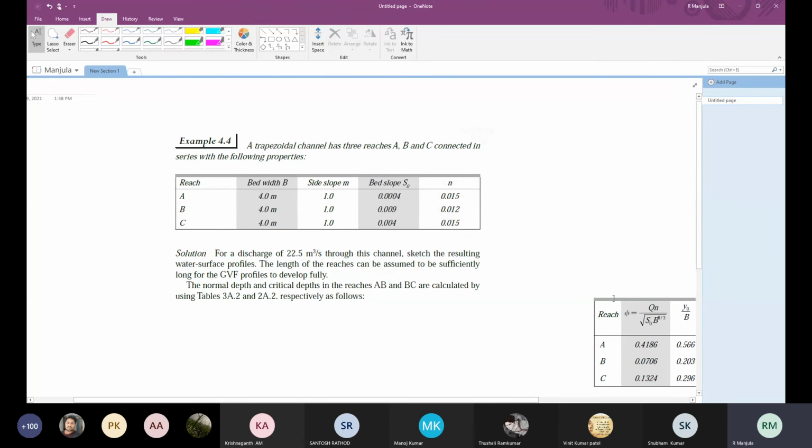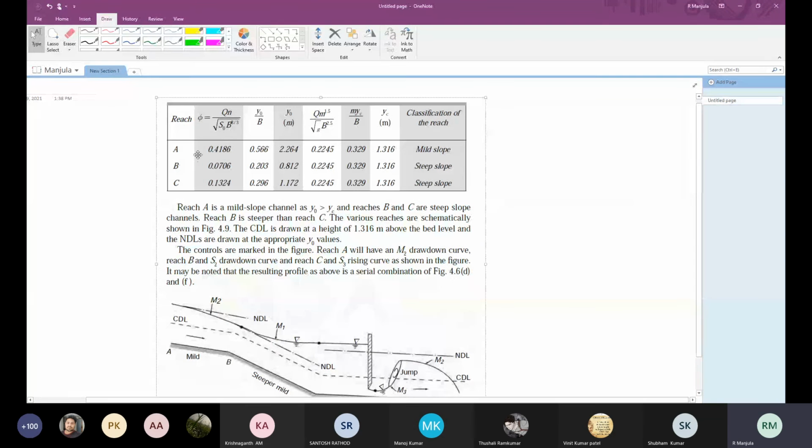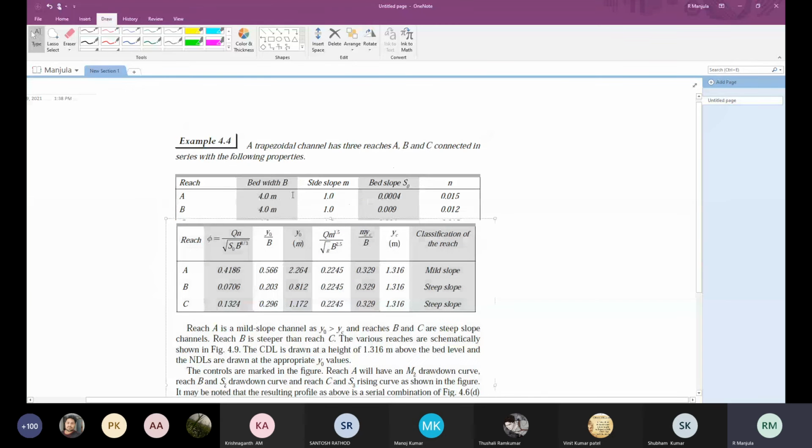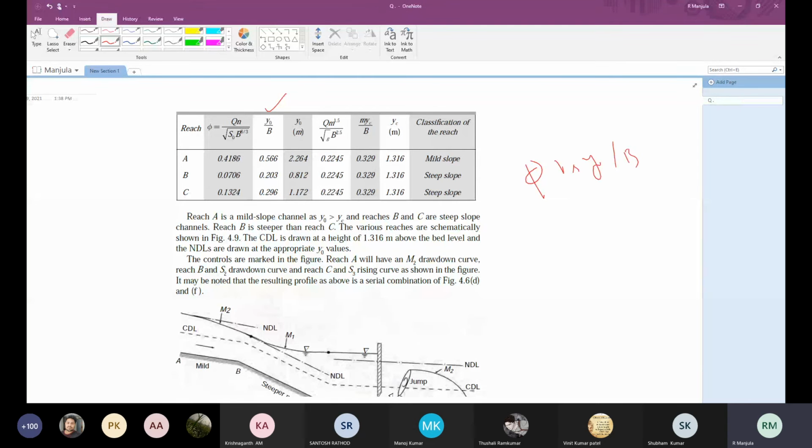So you know the table here. The reach is given, the phi value is known, Qn divided by S naught B raised to 8 by 3, and you have been given the value of M also. Now you have to consider this as a trapezoidal channel. Take the value of M, substitute, and find out Y naught by B from the table, phi versus Y naught by B, from table 3A.